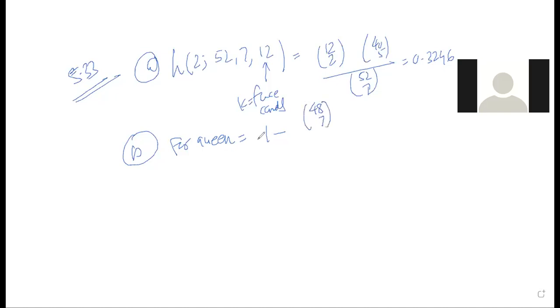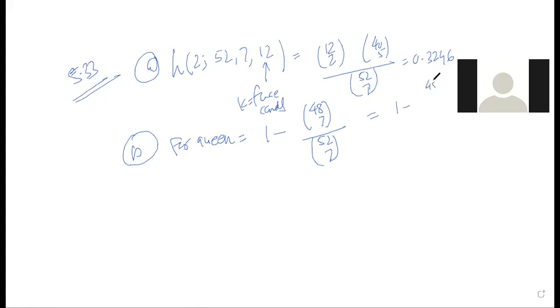Total cards without queen, out of 52 cards in a selection of 7. If no queens, that means 48, right? And if I subtract from 1, that will give me the direct answer. So you don't have to apply the hypergeometric distribution directly. If you apply this one, you're going to get the answer.